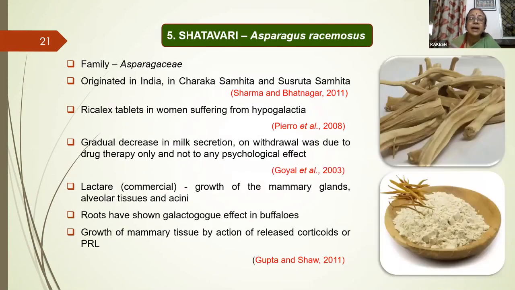Next is Shatavari, Asparagus racemosus. This I have used in my research work. Along with Chandrashur, this has given a very good result. Shatavari is slightly costly, so it can be given in low doses. It belongs to the family Asparagaceae, and is mentioned in the Charak Samhita and Sushruta Samhita. So this is of Indian origin.